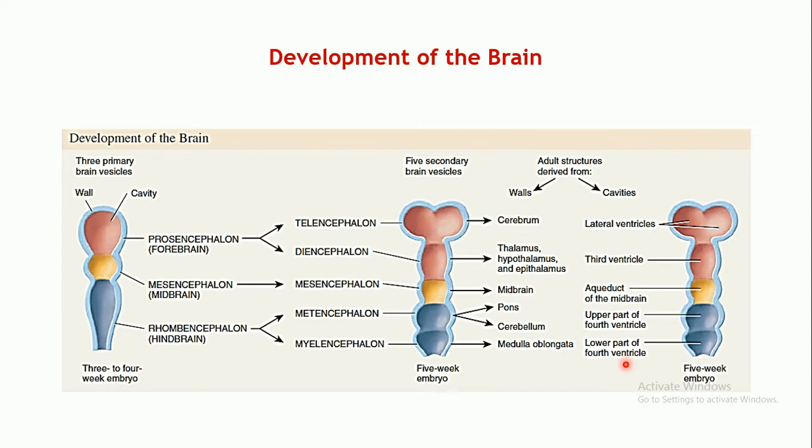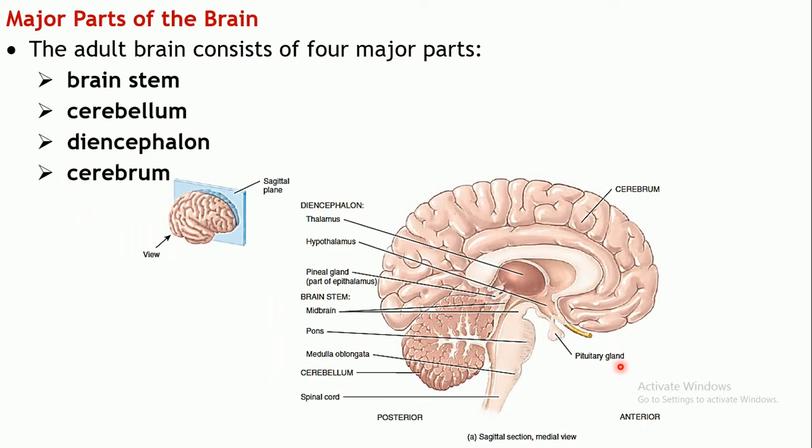Okay, so these are the different parts into which the various vesicles which are present get developed into in the adult brain. Okay, with this brief introduction to the development of the brain, let us talk about the major parts of the brain. Now the adult brain comprises four major parts.